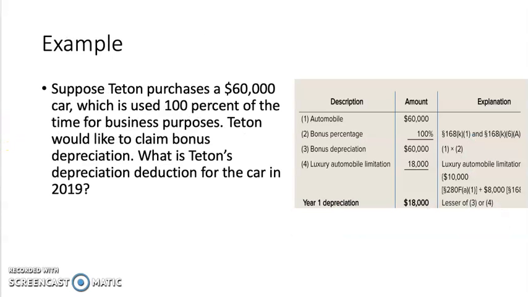Another example though would be, suppose Tenton purchases a $60,000 car, which is used 100% of the time for business purposes. Tenton would like to claim bonus depreciation. What is Tenton's depreciation deduction for the car in 2019? The answer is $18,000. So you take the $60,000 times the 100% for being fully for business purposes, and then the luxury automobile limitation for the first year is $18,000.